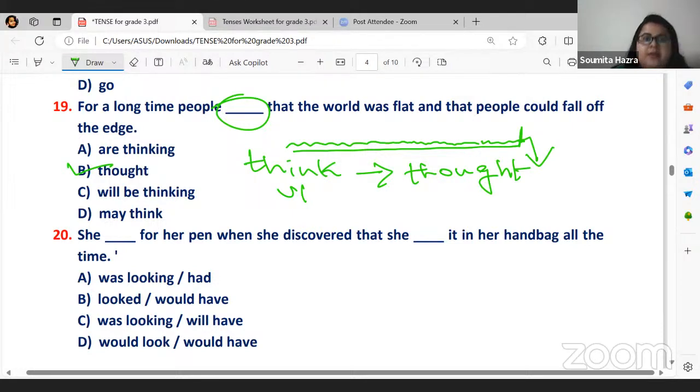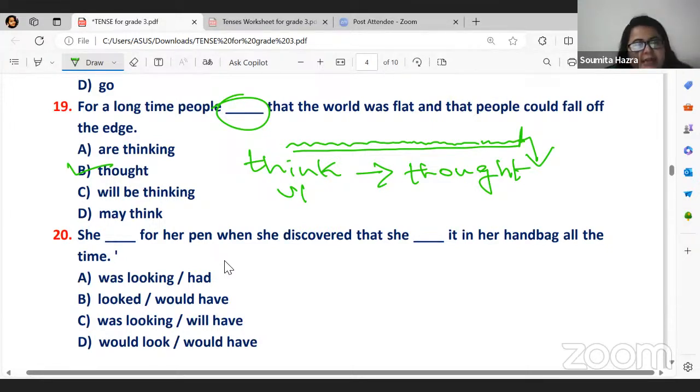She dashed for her pen when she discovered that she dashed it in her handbag all the time. It's a bit different from the sentences that we were doing till now. Think about it and then tell me the answer. She dashed for her pen when she discovered, as in she found out, that she dashed it in her handbag all the time. Question number 20.